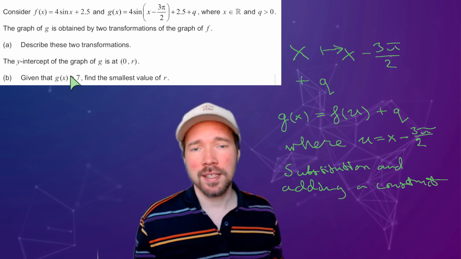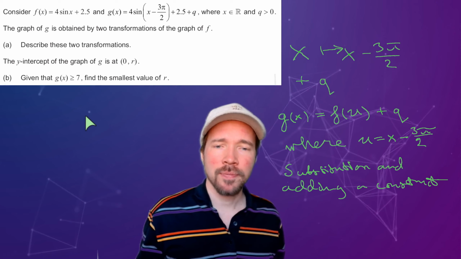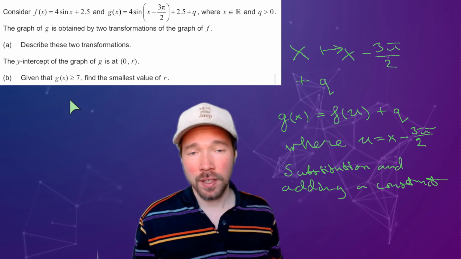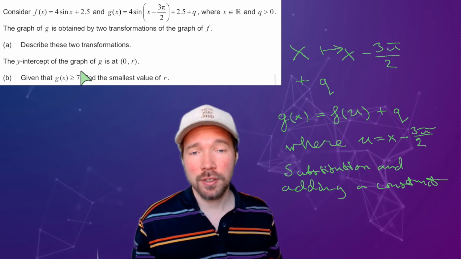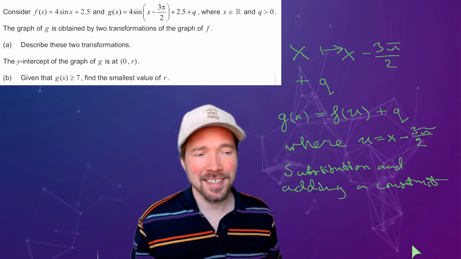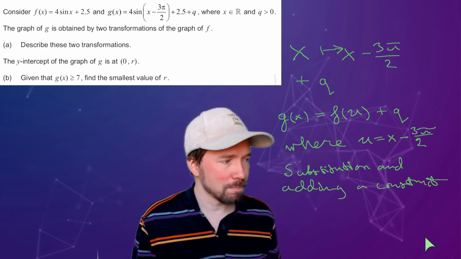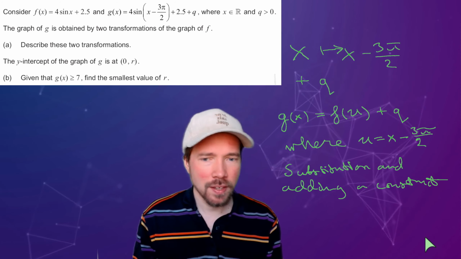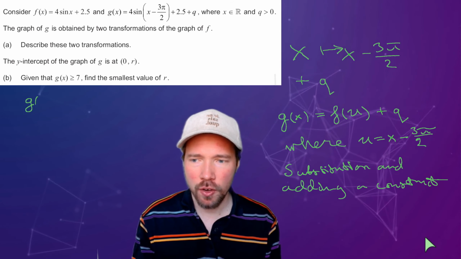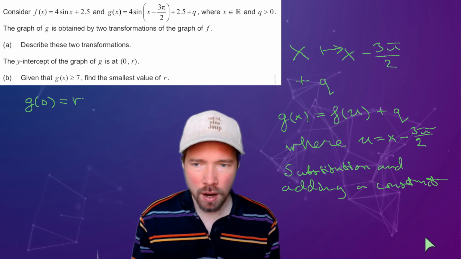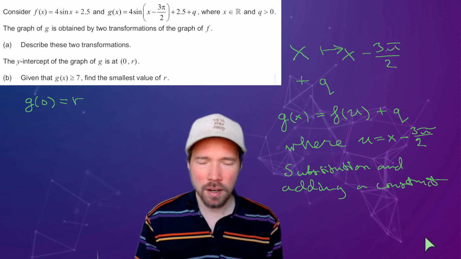So the way I would interpret this is that g is greater or equal to 7, at least 7 for all x. Now, if this was my student writing this, I would tell them that they should specify that this actually is supposed to hold for all x, but I guess that's not the common practice in IB. All right, let's see. So y-intercept is at r means that g of 0 is r. So let's see what we can say about this r given this.